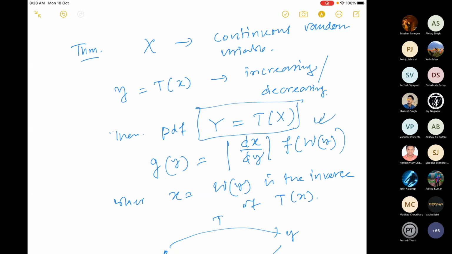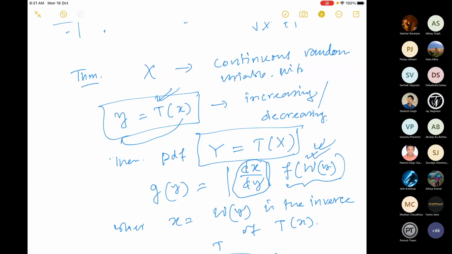So what we have to do first is that since this is given, we have solved some problems also. Suppose y equal to t(x) is given, for example, x square, x cube, whatever it is, then you have to write x in terms of y in order to compute w. Once you write x in terms of y, then you can take dx/dy, you'll get a function, take the modulus of that, and then if you know w, and you know f, you can write f of w(y). So this f here is the PDF f.